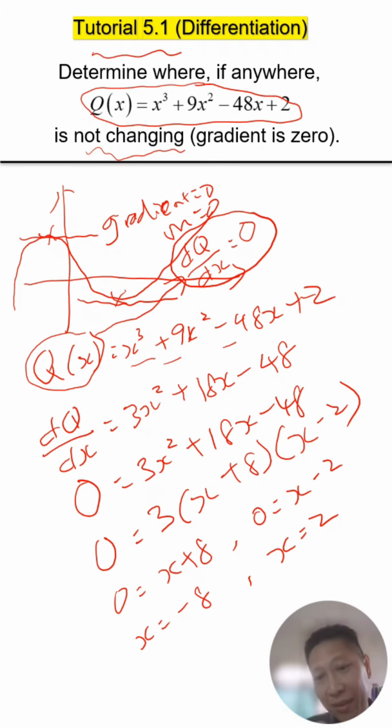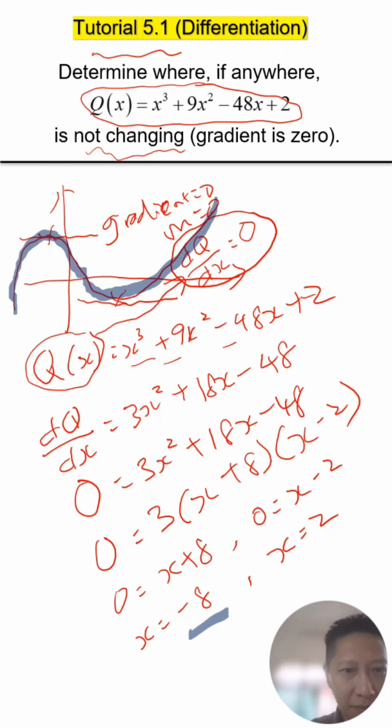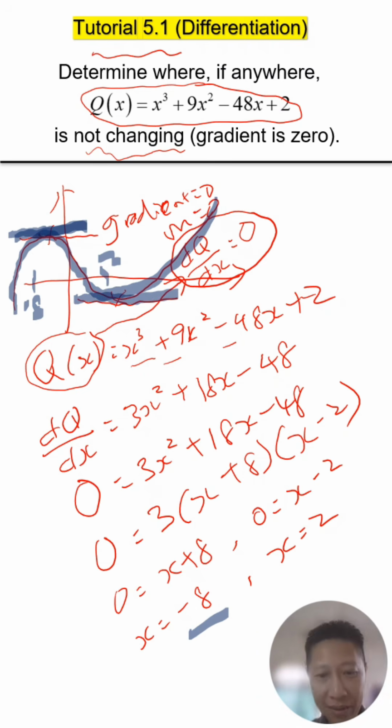This means that for this curve, when x equals negative 8, it has a stationary point, where the gradient equals 0. When x equals 2, it also has a gradient of 0. So we have solved tutorial 5.1.